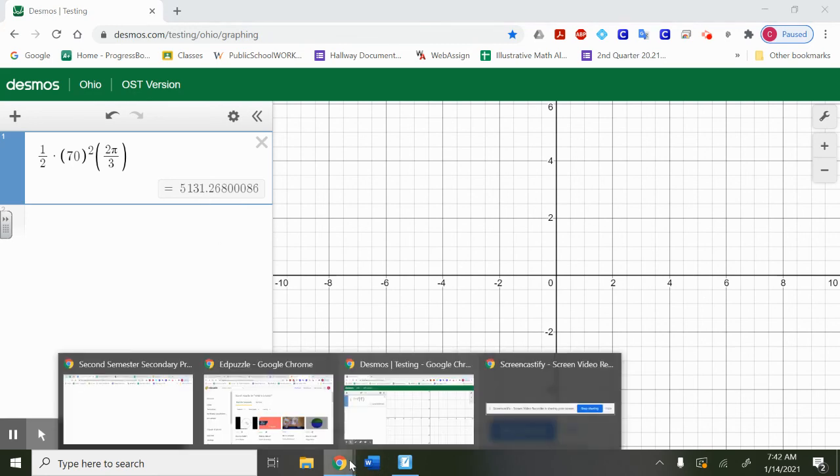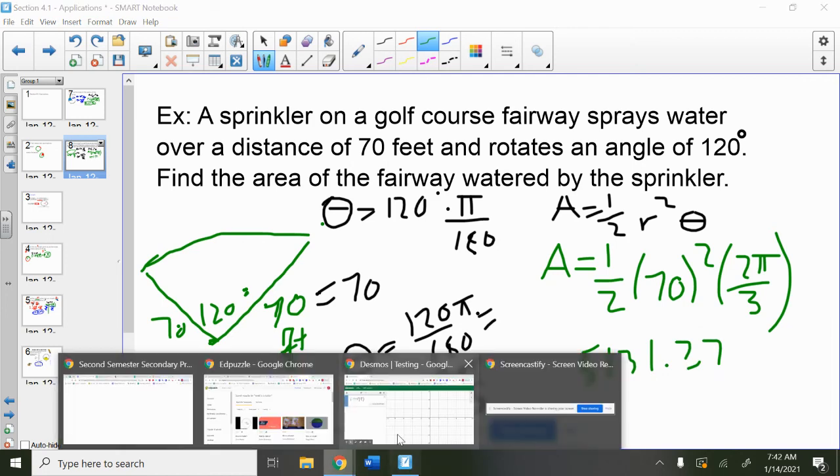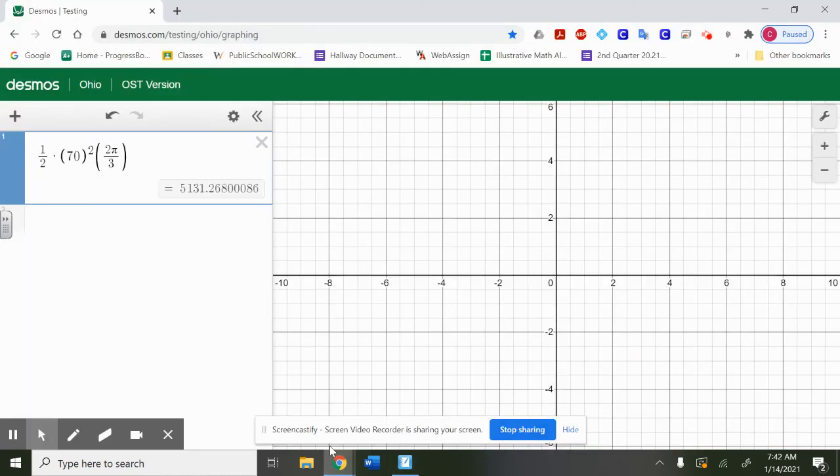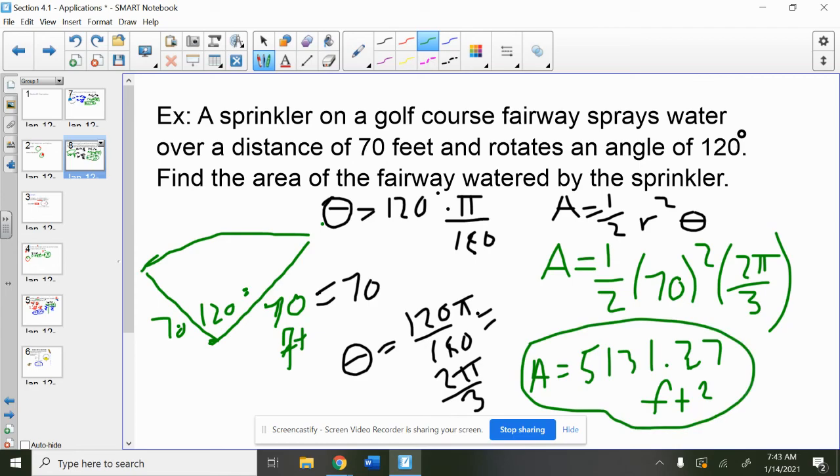5,131.27. So make sure I wrote that down right. And so 5131 and then 27. In this case, this is feet squared since we're talking area. So that's what your area would be. So that would be my final answer. So that's where these are used.